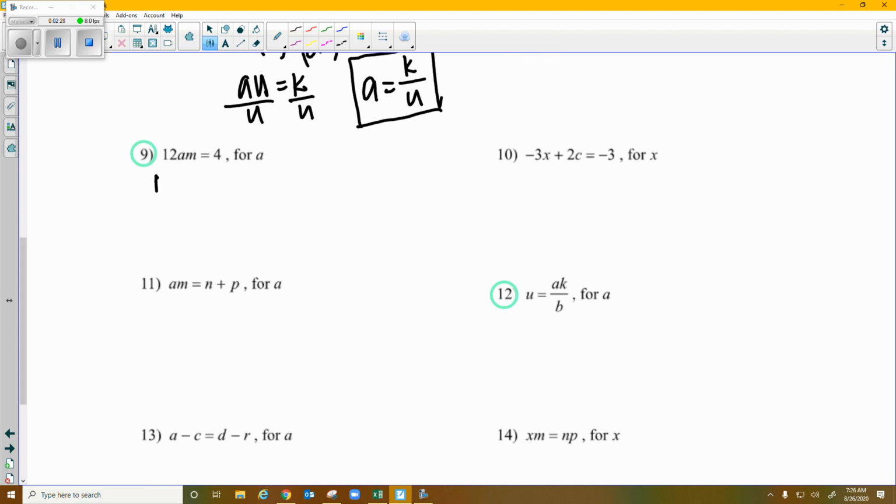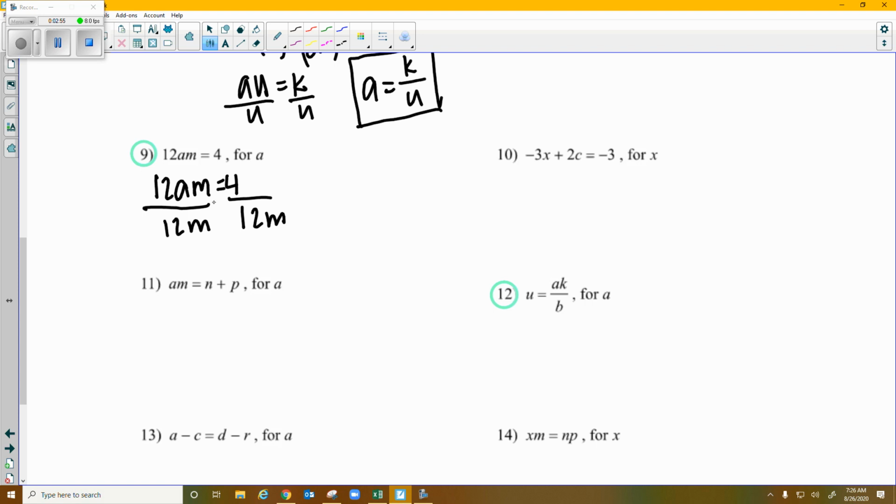Okay, number 9, we're solving for A. And so this one is very similar to the volume equals length times width times height from yesterday. So 12AM equals 4. So since it's all multiplication and I'm trying to isolate A, I can divide by 12M together.